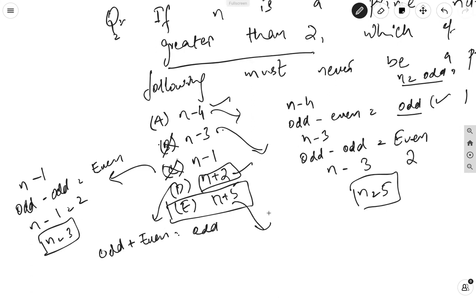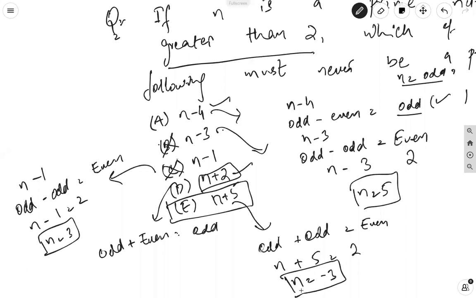Just move to E, right? We have odd plus odd, the result is even. So this is n+5, and the result is even, which must be 2, since we have only one even prime number. So n is -3. Can we have a negative prime number? No. That's why E is out. This is a very interesting question. The answer is E, not D. Yes, exactly E.